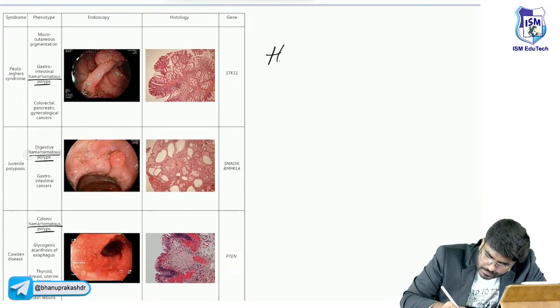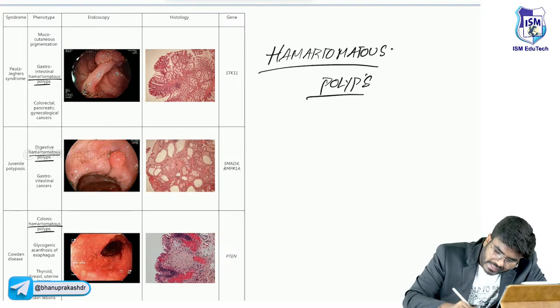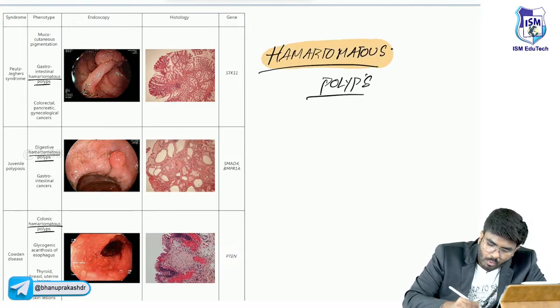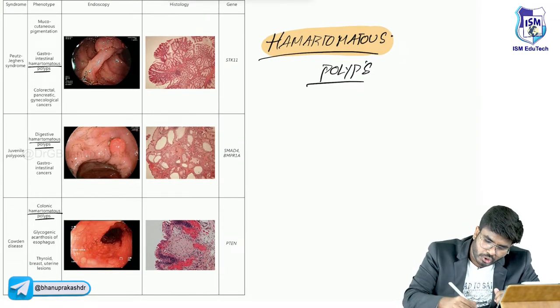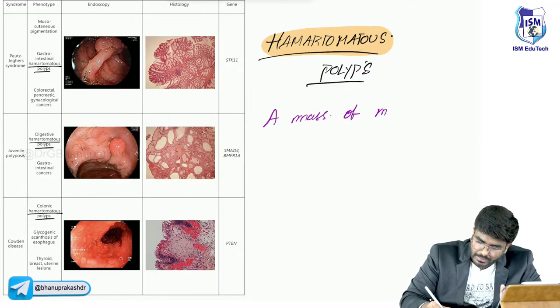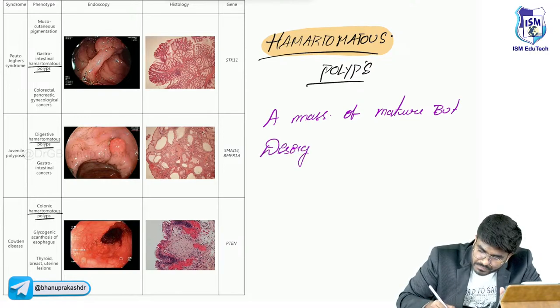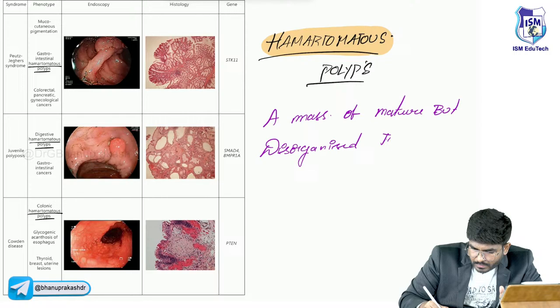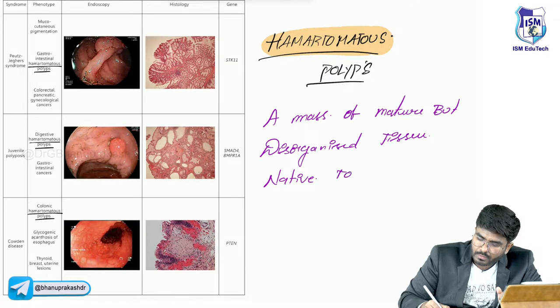Now, first of all, hamartomatous polyps. The question is, what exactly is a hamartoma, sir? Hamartoma means, it's a tumor, a mass of mature tissue. A mass of mature, not immature, mature only, but disorganized tissue native to the organ.